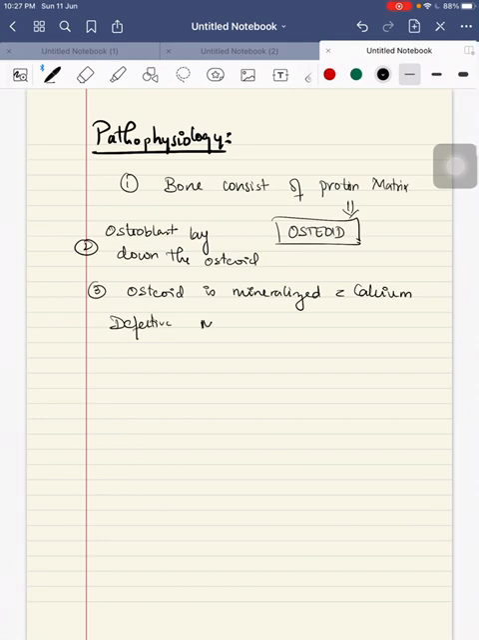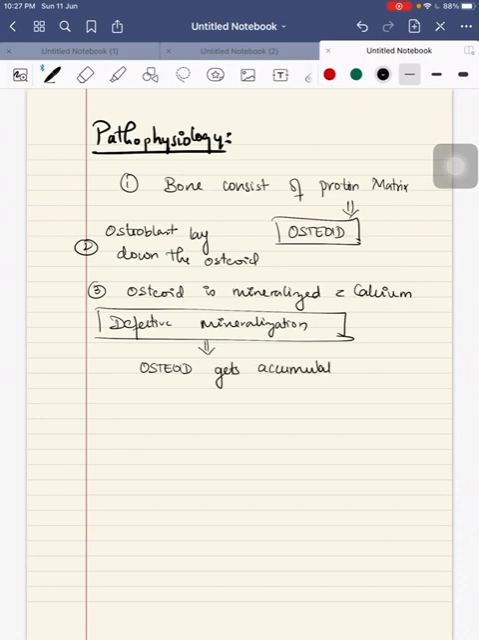When there is a defective mineralization, as in rickets, this osteoid continues to get accumulated or deposited in the bone tissue below the epiphysis.